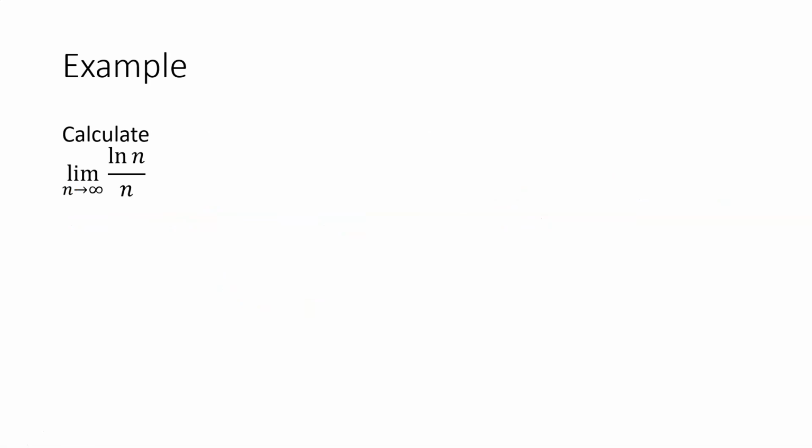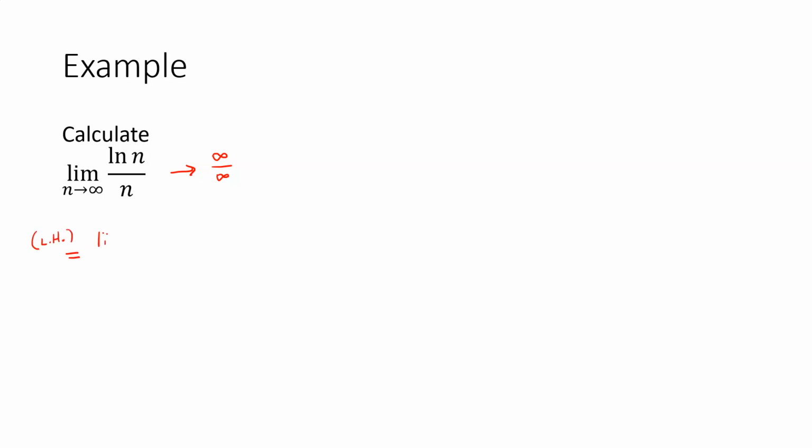Now the limit as n goes to infinity of ln n over n. Again, this looks like it's in that infinity over infinity form. Now this one might be a good one to use L'Hopital's rule, because there isn't any algebraic manipulation that really jumps out to me here. So instead, let's see what happens when we apply L'Hopital's rule.